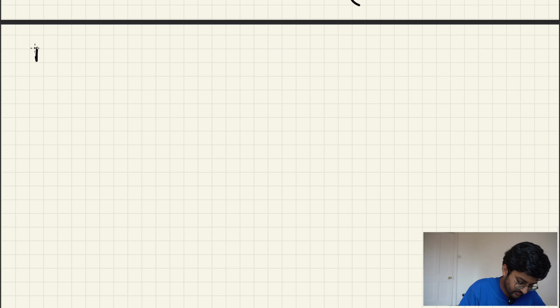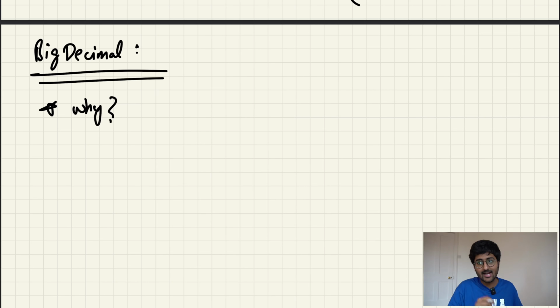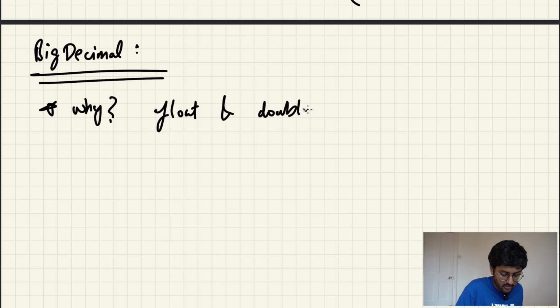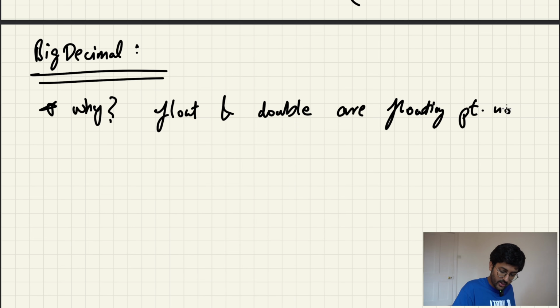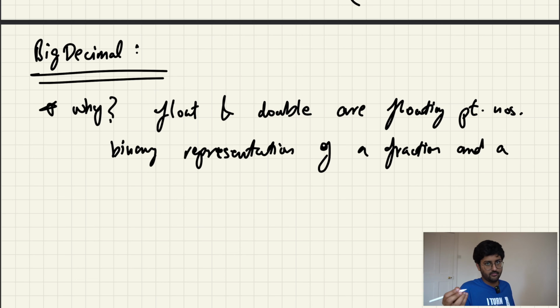Okay, now big decimal. So why are we not getting the exact answer? Because float and double are primitive data types, and these are floating point numbers. We have already covered it, but this is just a revision. Floating point numbers are stored as a binary representation of a fraction and a power, the exponent.